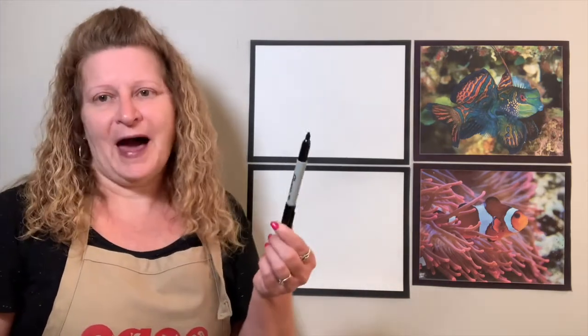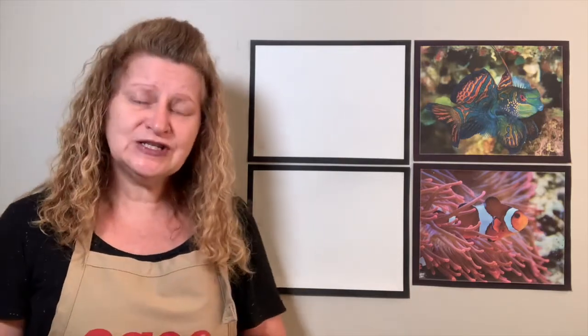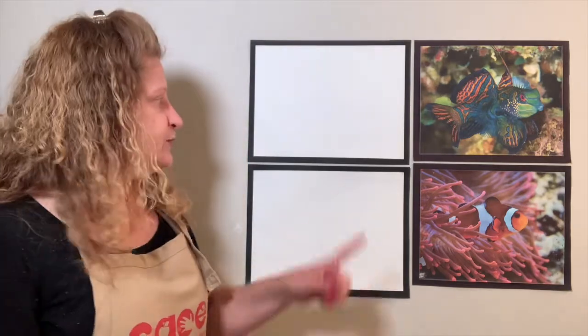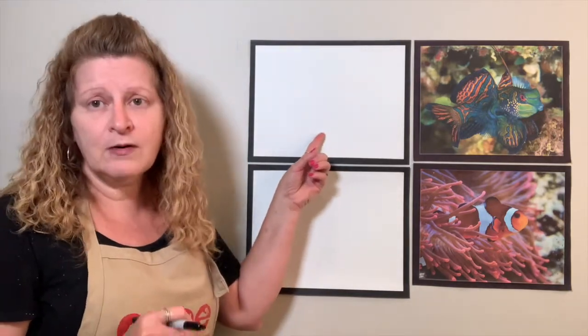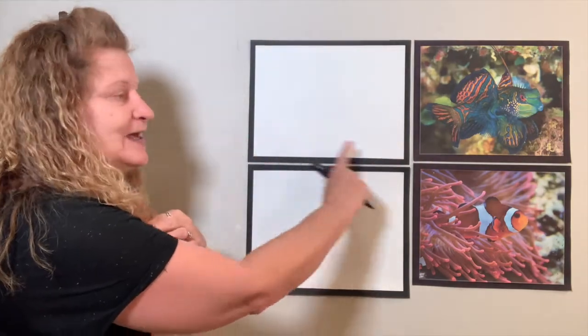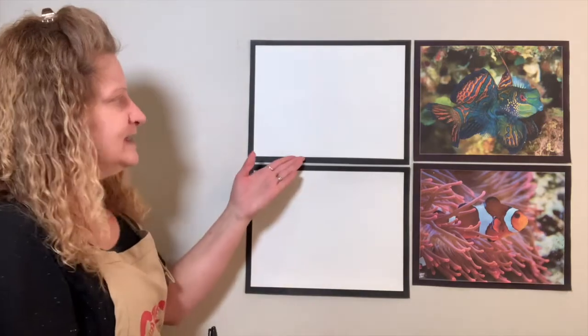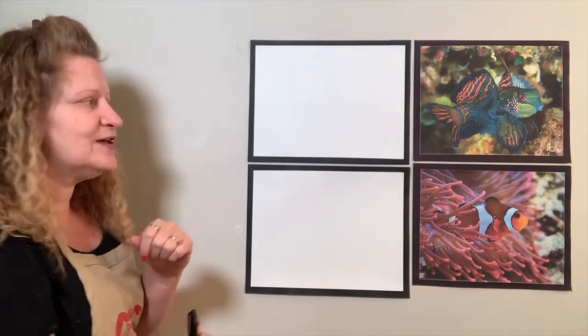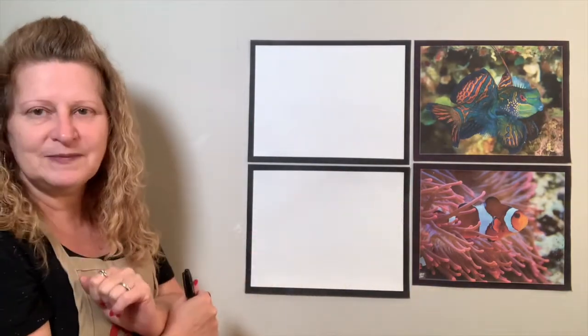I'm using black. If you decide you want to use a different color, that is fine. We're going to start drawing our fish first. And when we draw our fish, we're going to draw our fish in the middle of our paper. I have my paper, so my paper is laying horizontally, but it's up to you if you want it vertically or horizontally. I decided I wanted it horizontally so that I could have room to make a really big fish.